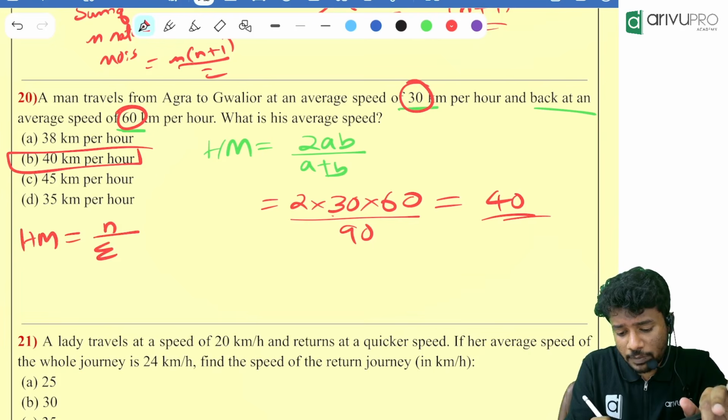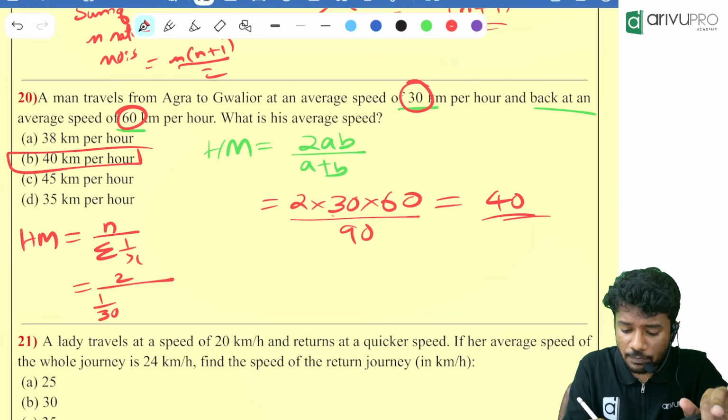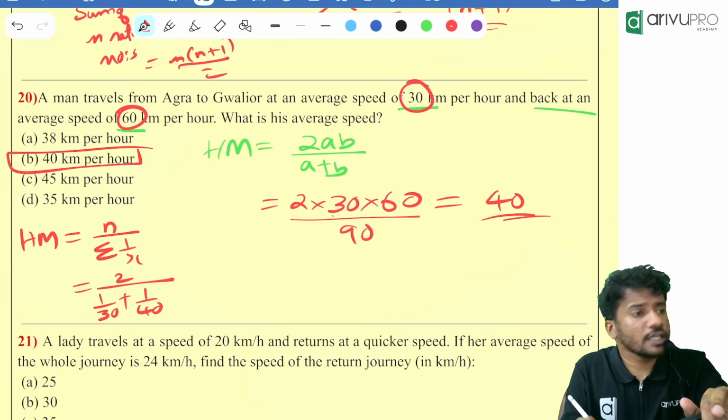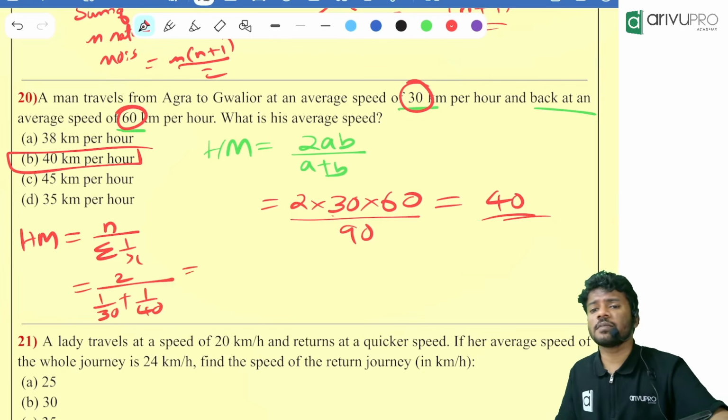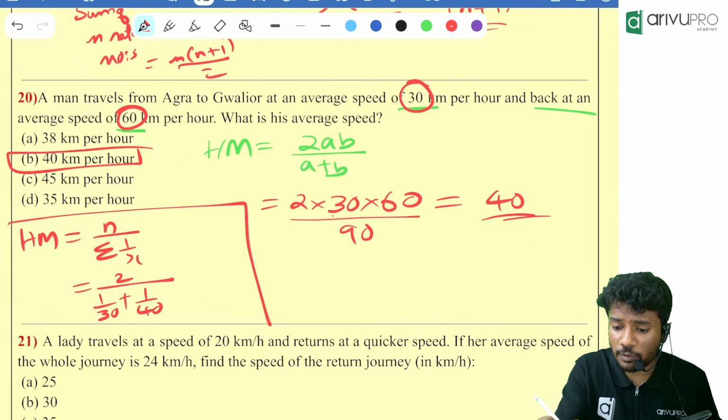Sigma n divided by sigma 1 by x, which is nothing but n is how much over here? 2. 2 divided by 1 by 30 plus 1 by 40, which is equal to what? You will get the same answer using a calculator. How to do that in the calculator? You do that for me in the calculator.